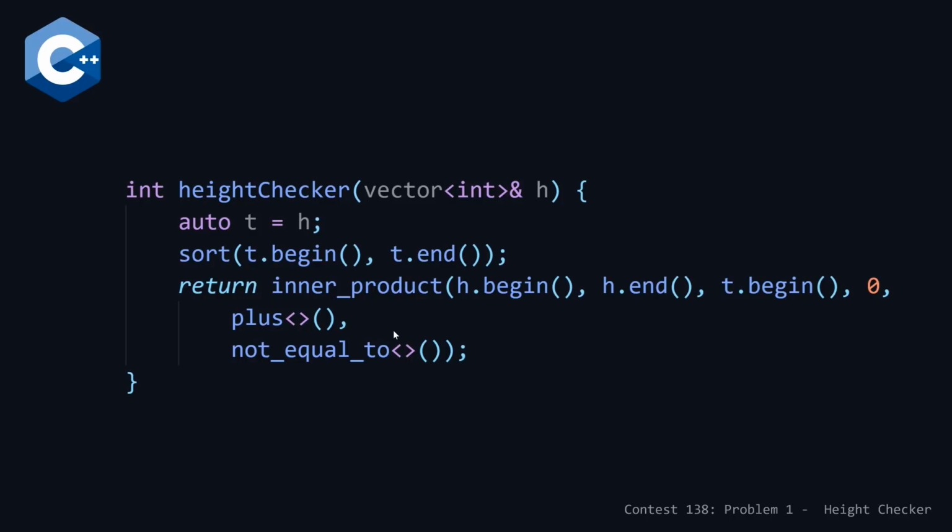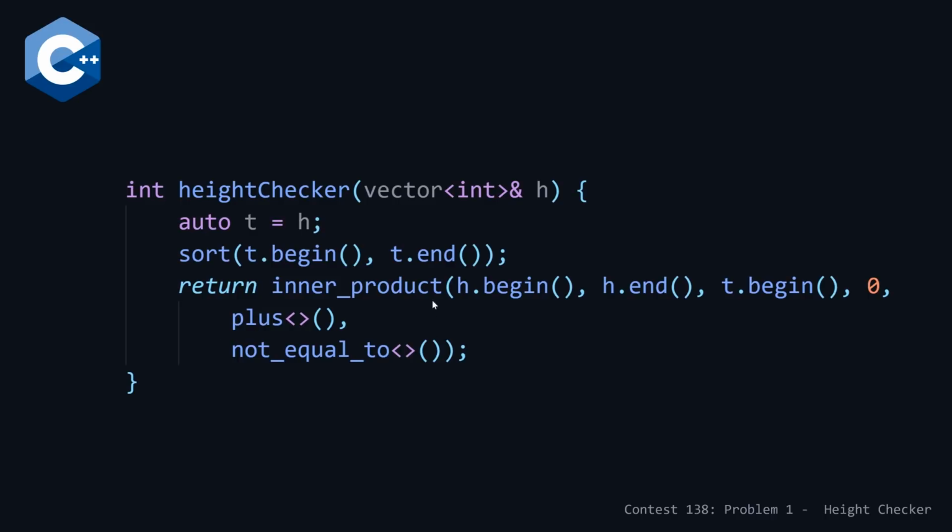And then we're going to have basically a transformation lambda and a reduction lambda. So the last lambda here, or these are not lambdas, these are function objects, it's basically going to return us a true or false. So it's going to return us true when those two elements that we've taken from h and t one at a time are not equal to each other. And then our reduction function object or binary operation is going to be plus.